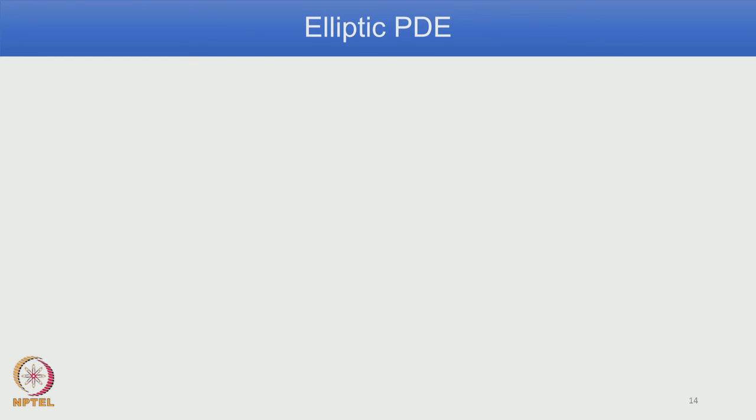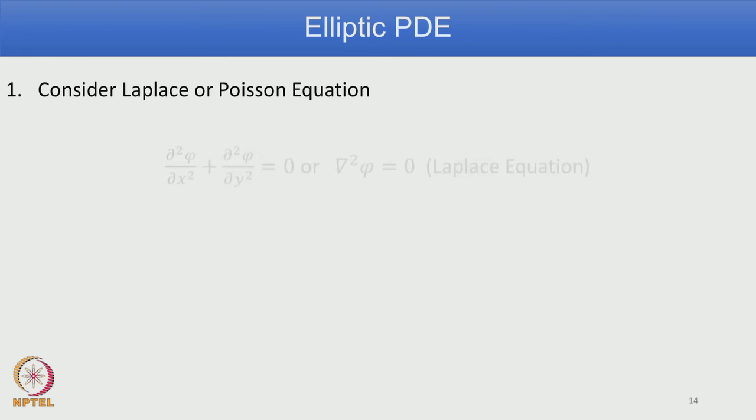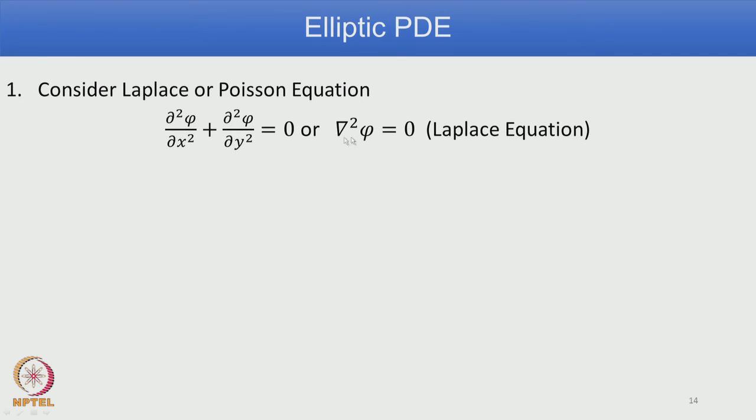We will now specifically see what an elliptic PDE is. One of the examples given here is the Laplace equation or Poisson equation, del squared phi equal to 0. This is called the Laplace equation. This equation is a generic form. For pressure or for temperature distribution, phi can be any variable.